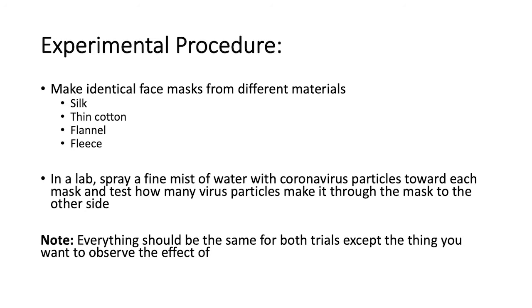So here's the experimental procedure that I've designed for this experiment. People need to make these masks from materials they have around the house. So what are some materials that might be in clothes? There's silk, a thin cotton, like a t-shirt cotton, flannel, and fleece. I'm sure there's more, but those are four that have different thicknesses.